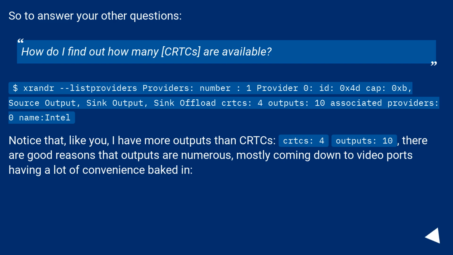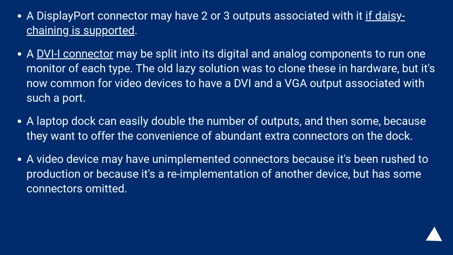There are good reasons that outputs are numerous, mostly coming down to video ports having a lot of convenience baked in. A DisplayPort connector may have 2 or 3 outputs associated with it if daisy chaining is supported. A DVI connector may be split into its digital and analog components to run one monitor of each type. The old lazy solution was to clone these in hardware, but it's now common for video devices to have a DVI and a VGA output associated with such a port.